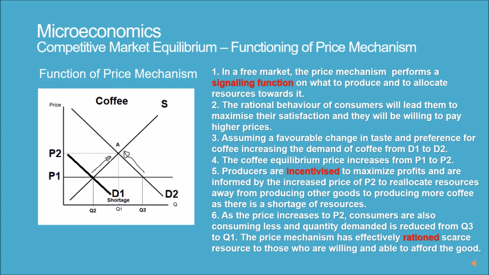5. Producers are incentivized to maximize profits and are informed by the increased price of P2 to reallocate resources away from producing other goods to producing more coffee as there is a shortage of resources. 6. As the price increases to P2, consumers are also consuming less and quantity demanded is reduced from Q3 to Q1. The price mechanism has effectively rationed scarce resource to those who are willing and able to afford the good.